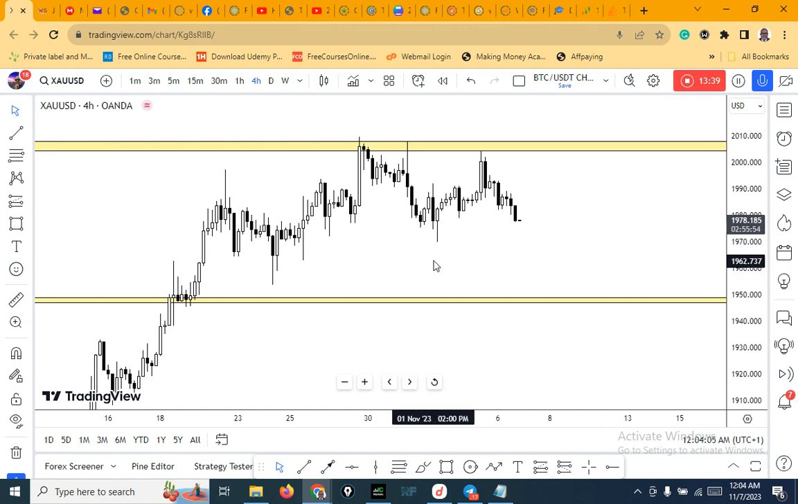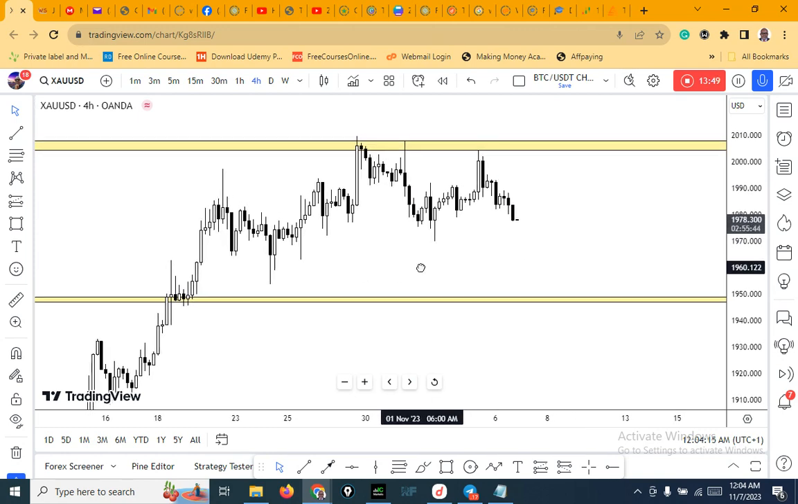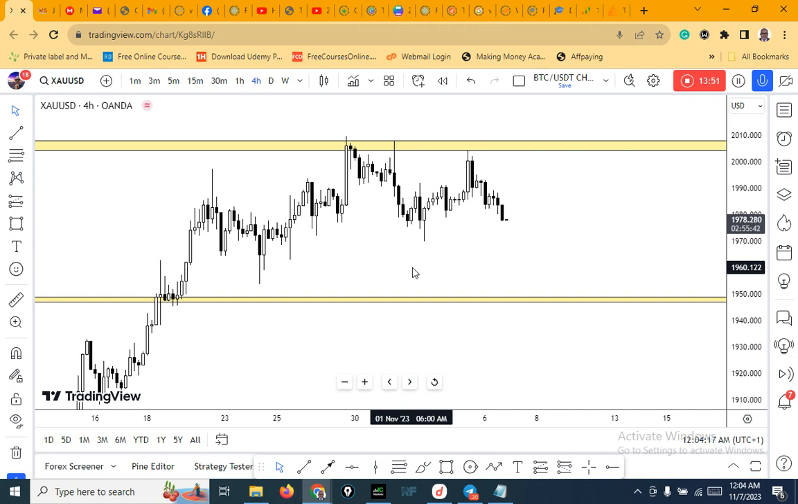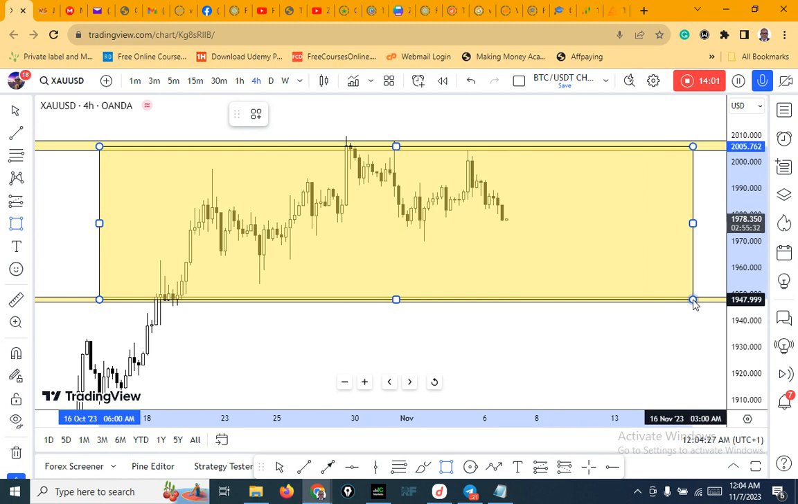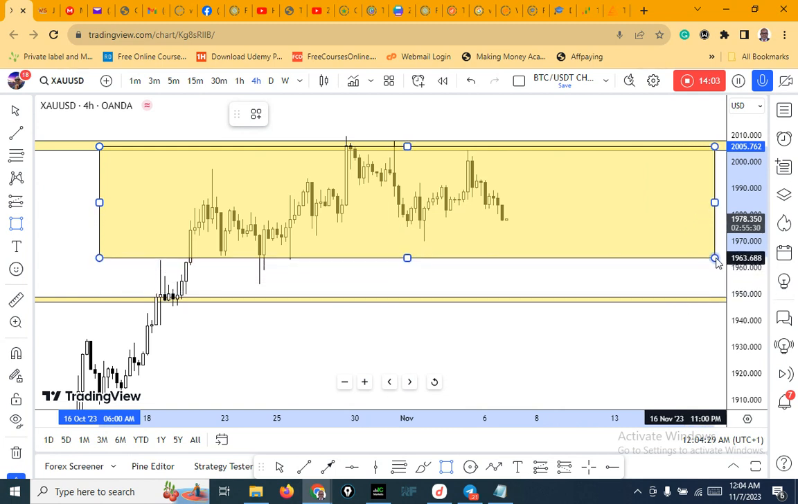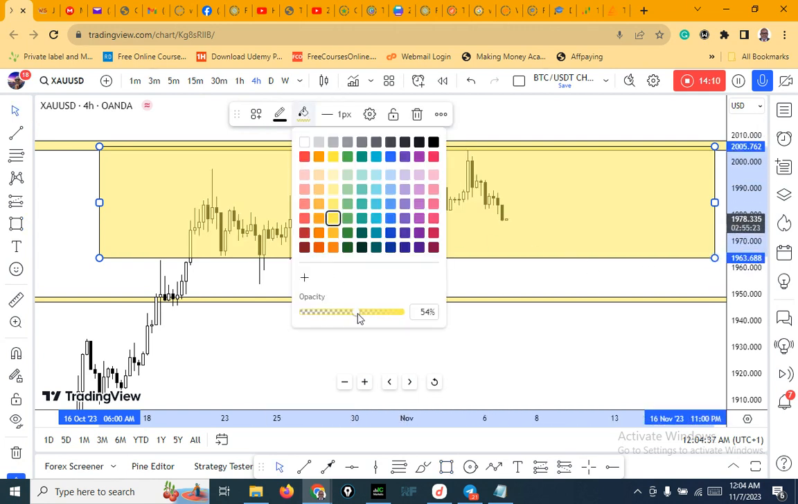Some people will argue, what about this range structure here? Is there any opportunity in this range structure? There may be an opportunity. If you like to trade range, you can trade it. But if you don't know how to trade range patterns, you just stay away from it. Let me show you where the range pattern exists here. This is where the market is ranging. So you have to wait for price to break out of this range.